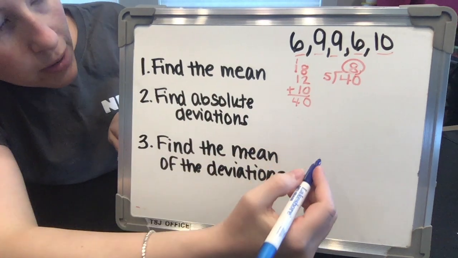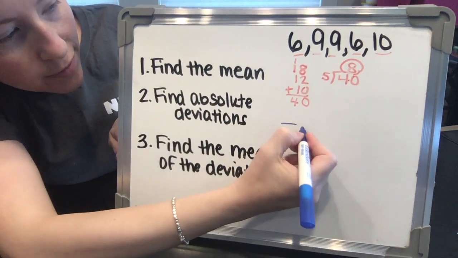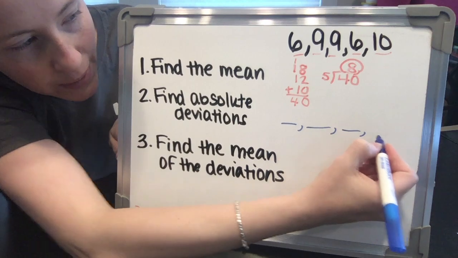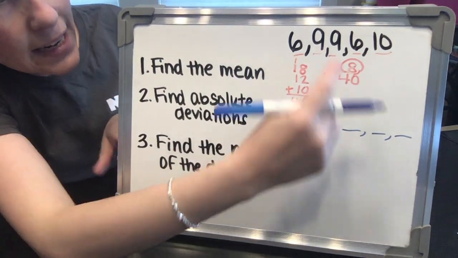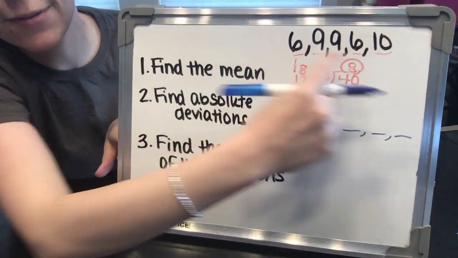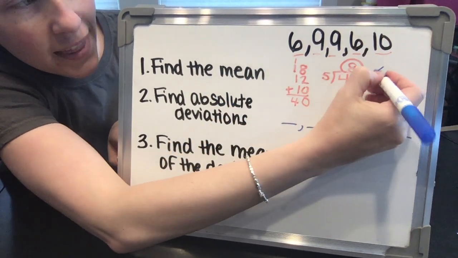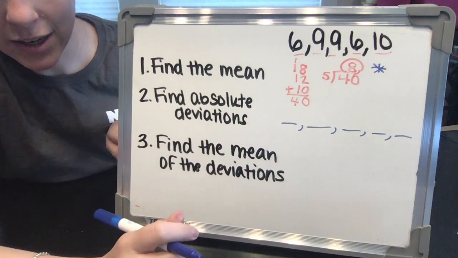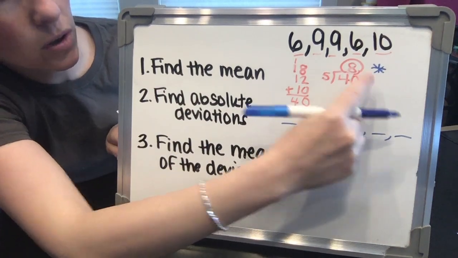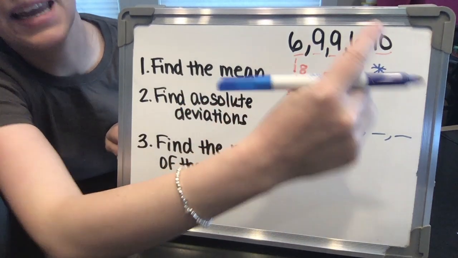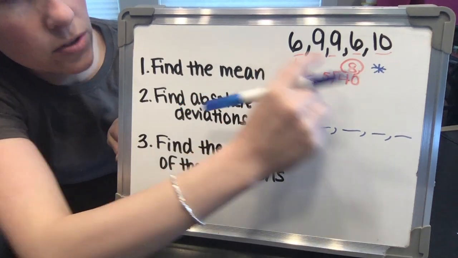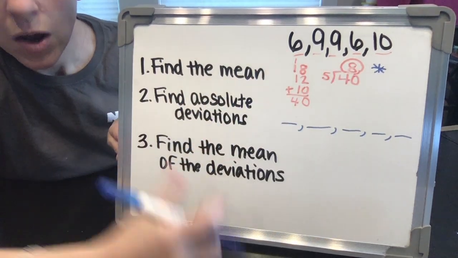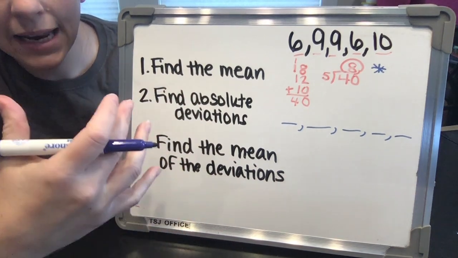So what I'm going to do is I'm going to give myself 5 spaces, because I had 5 kids. And I now need to figure out how different each kid is from this average. So if the average is 8 years old, I want to figure out how different each child is from that 8 years old. Let's take the first child. They're 6 years old, and we want to compare them with 8. What is the difference between 6 and 8?